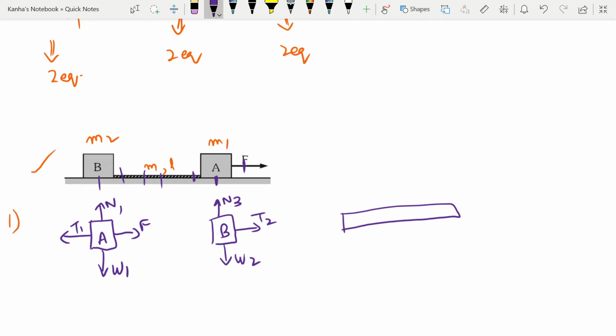Similarly, if I draw it for the string, how many contacts does this string have? I'll erase these to show you. So the string has a contact here, string has a contact here, and string has a contact with the floor. So there are three contacts, so there will be at least three contact forces. This one, then there is a force to the right, T1, and there is a force to the left, T2. Okay, then it has its own weight, which I'll call mg. W2 can also be written as mbg, and this as mag.